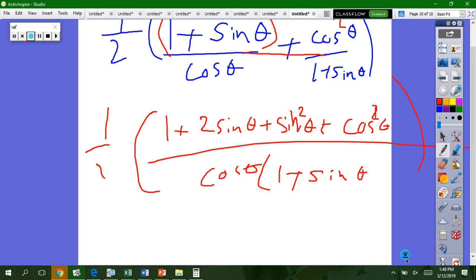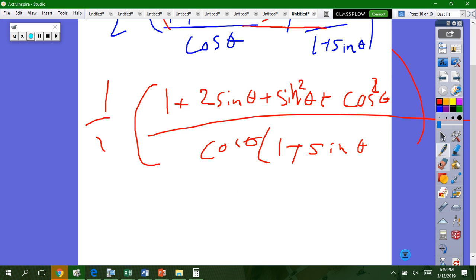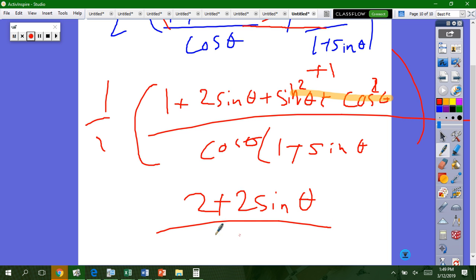Okay. What is the top? What can we see? We should be saying ding, ding, ding. I almost erased that. Ding, ding, ding here. What is that? 1, isn't it? What's 1 plus 1? 2 plus 2 sine of theta over cosine theta. 1 plus sine theta with a lovely half out here.